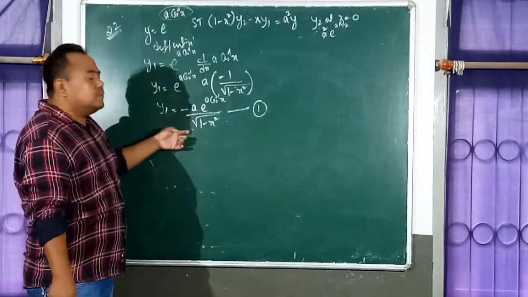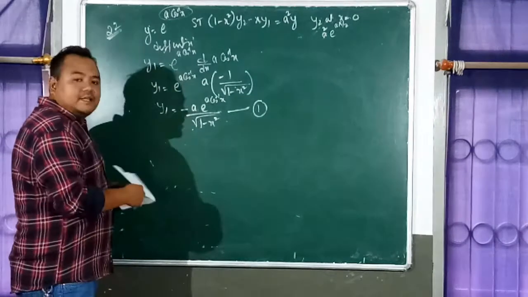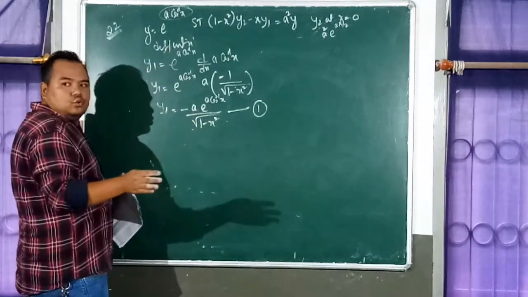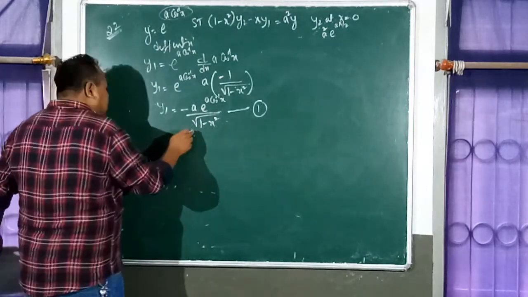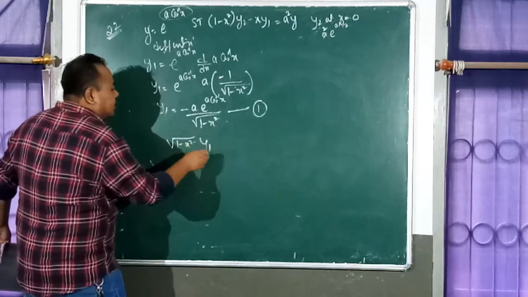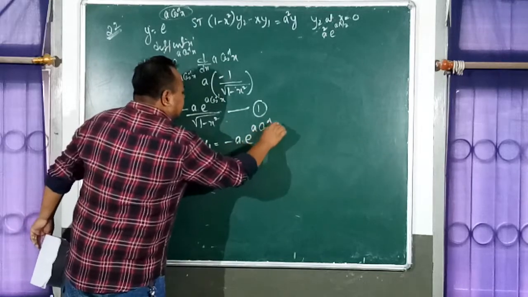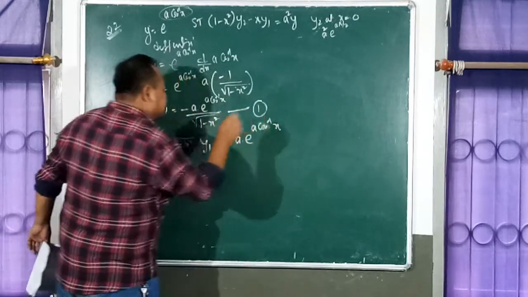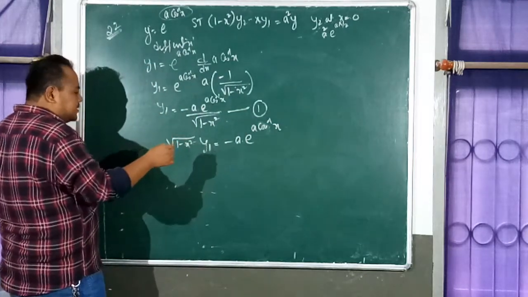So can you tell me what will be the next step? Yes, very good. I am going to convert the quotient rule into the product rule so that the calculation becomes simple. So what do I do with the denominator? I take it to the left hand side. So 1 minus x squared y1 equal to minus a dot e to the power a cos inverse x. Now I need to differentiate this.